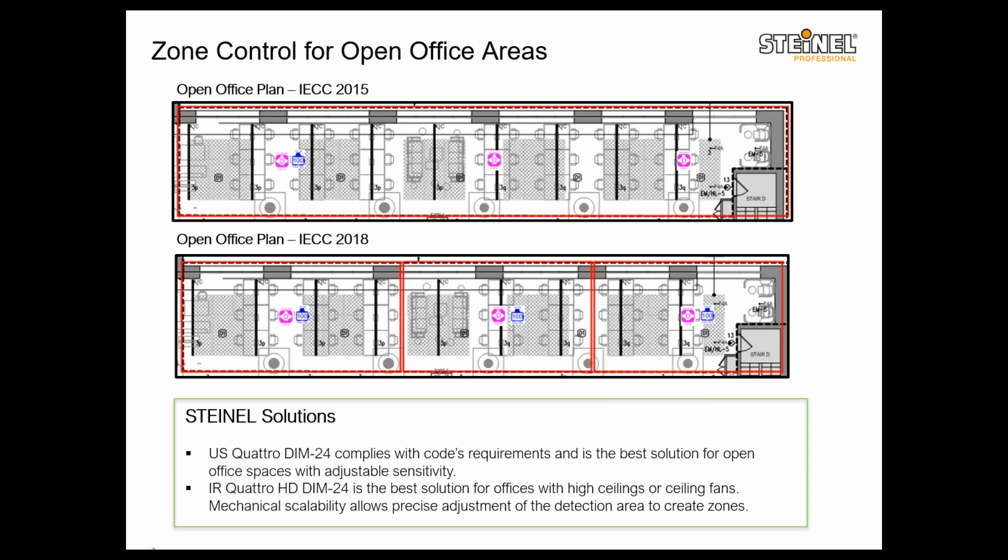As per IECC 2018, the same area, assuming that it's larger than 300 square feet, needs to be divided into zones of not more than 600 square feet. So I've just split that area into 3 zones. And now each zone needs its own sensor and power pack, whereas before, you just needed one power pack to control the whole office area.